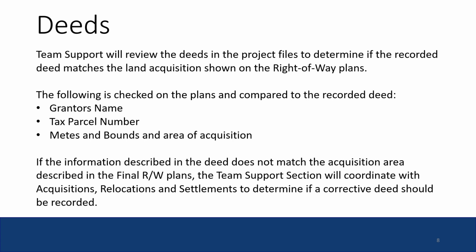Team Support will review the deeds in the project files to determine if recorded deeds match the land acquisitions shown on the right-of-way plans. The following is checked on the plans and compared to the recorded deed: grantor's name, tax parcel number, metes and bounds, and area of acquisition. If the information described in the deed does not match the acquisition area described in the final right-of-way plans, the Team Support section will coordinate with Acquisitions, Relocations, and Settlements to determine if a corrective deed should be recorded.